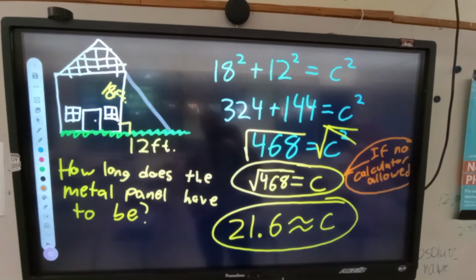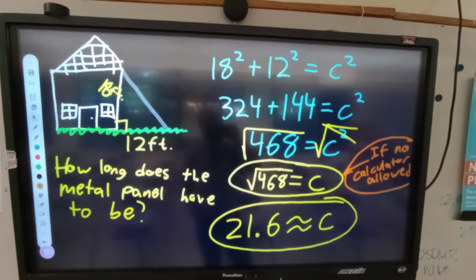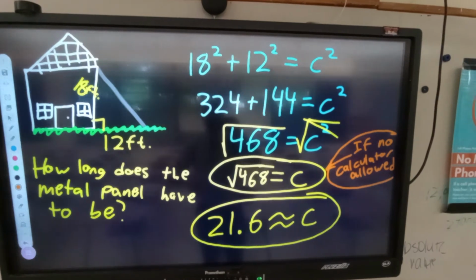Pythagorean theorem, one of those things that people think is hard right up until they try it. That's it. Hope this helps.